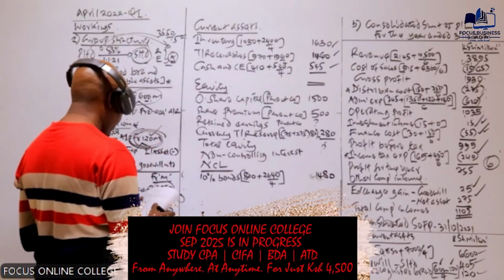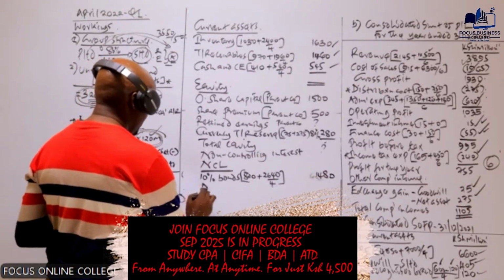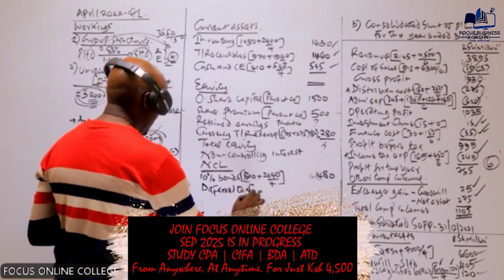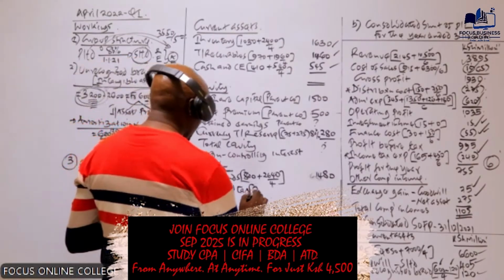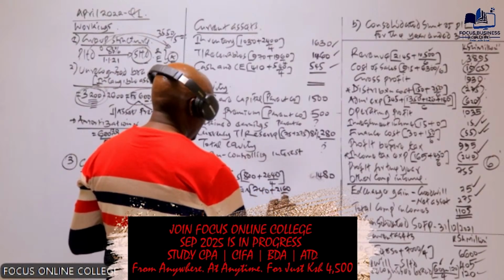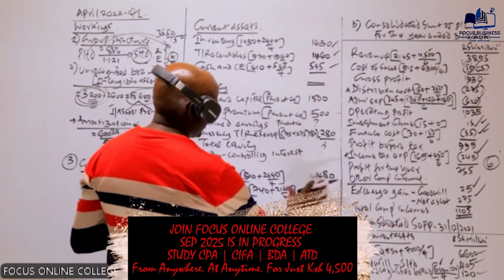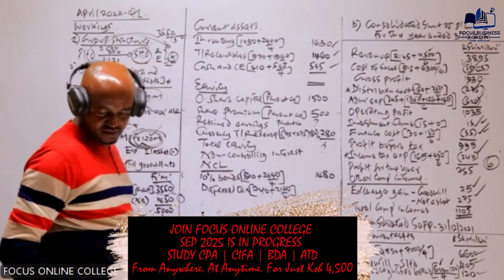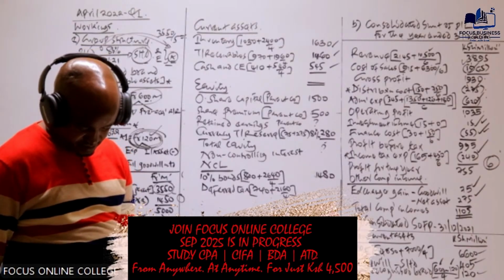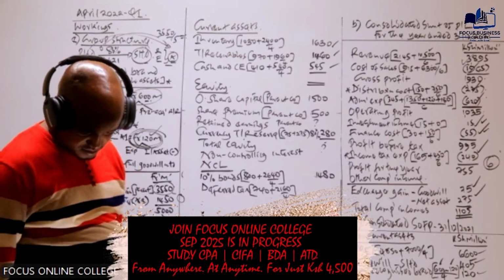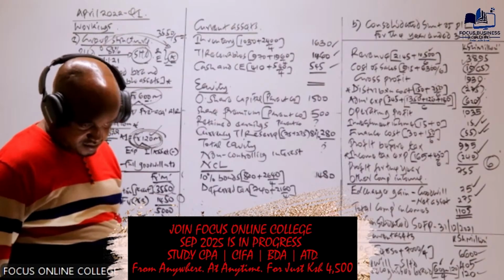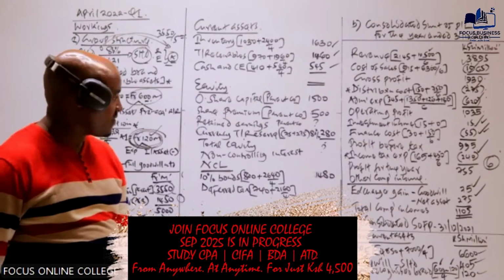So then from there we have the deferred tax. The deferred tax, we do the same: 740 plus 2160, divide that with 4, and then we get the final value here. What would be the final value?